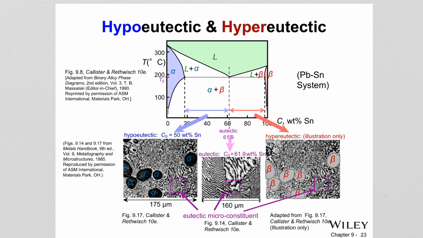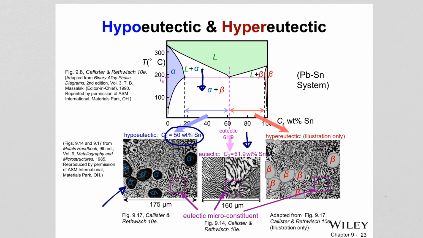So hypoeutectic and hypereutectic mean before the eutectic and after the eutectic composition. We have seen how it looks in all of these compositions, like before eutectic, right? If we have a 50% tin, then it's going to look like this, because we are coming from liquid to alpha and beta phase. The alpha will stay in the structure and the liquid will turn into alpha and beta, like we are seeing in the microscopic image.